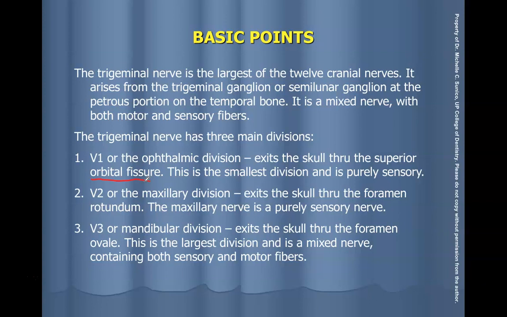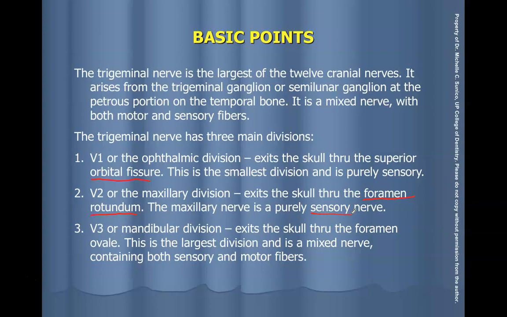V2, or the maxillary division, exits the skull through the foramen rotundum. Remember the round foramen we found in the skull? Similar to the ophthalmic division, the maxillary nerve is a purely sensory nerve.